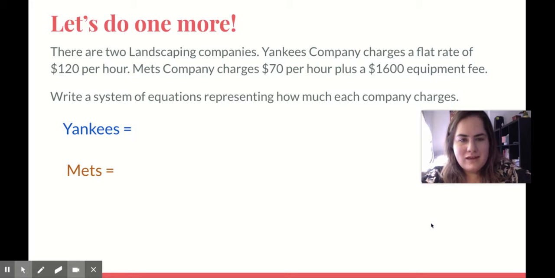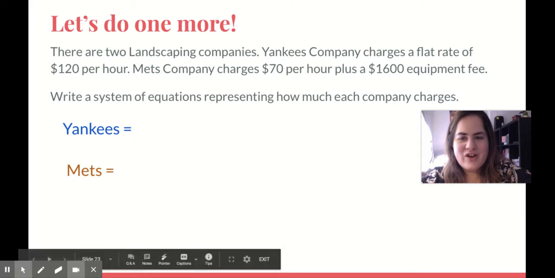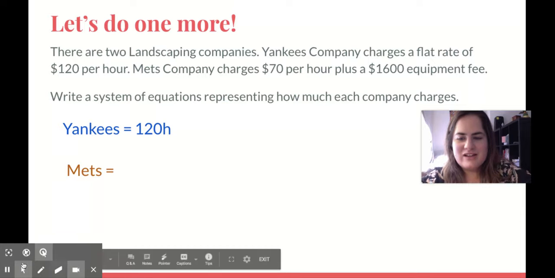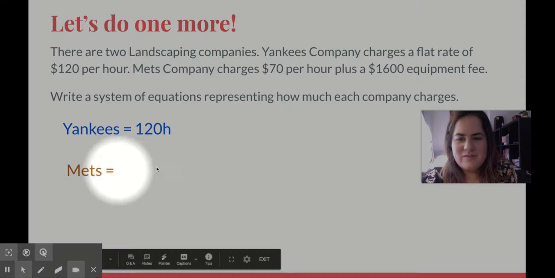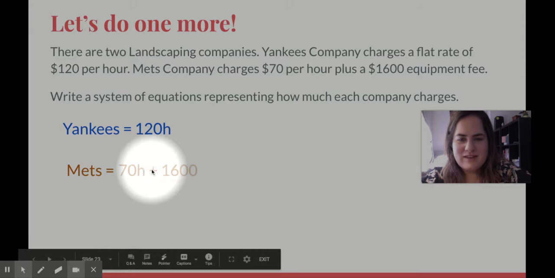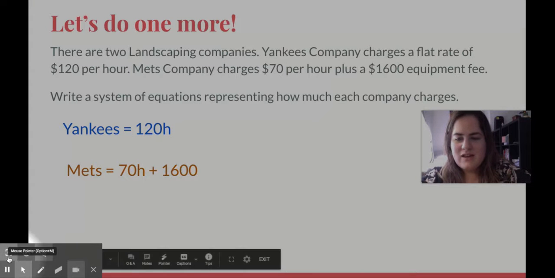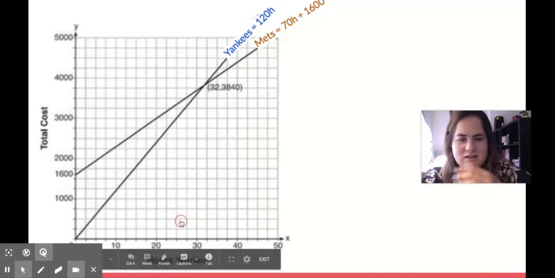So the Yankees company charges a flat rate of $120 per hour. It's going to look like that. The Mets company charges $70 per hour plus $1,600 equipment fee. What do you think that's going to look like to fill in for our Mets equation? If you said 70H plus 1600, you're correct. Those are ready for the calculator. Let's look at the graph.